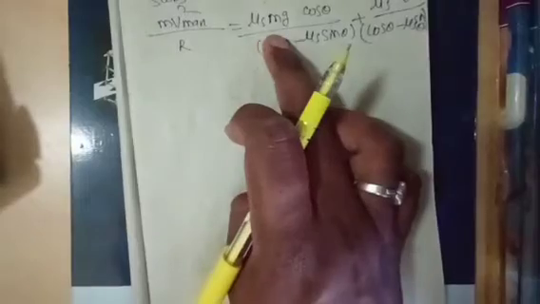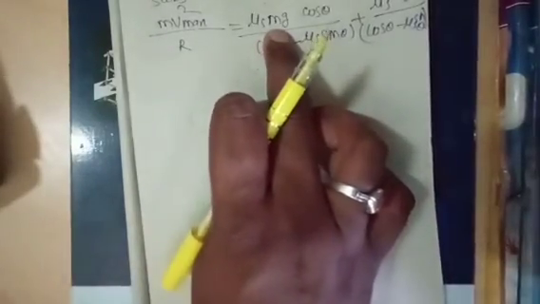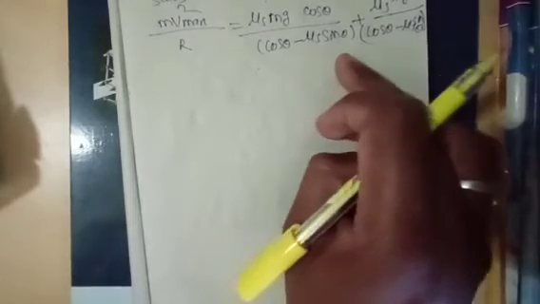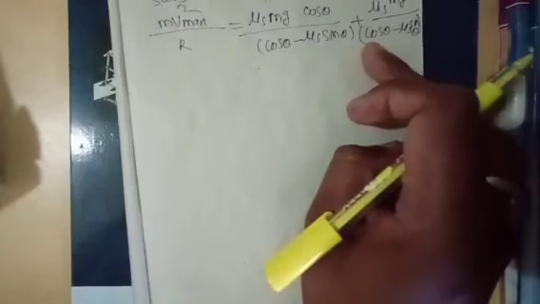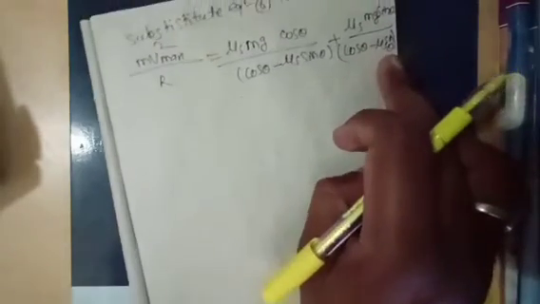here only cos theta is present, therefore in place of cos theta we can write cos theta plus mu s into, in place of N you can write mg divided by cos theta minus mu s sin theta, into here sin theta is present. See here, mu s mg cos theta divided by cos theta minus mu s sin theta plus mu s mg sin theta. This is divided by cos theta minus mu s sin theta.